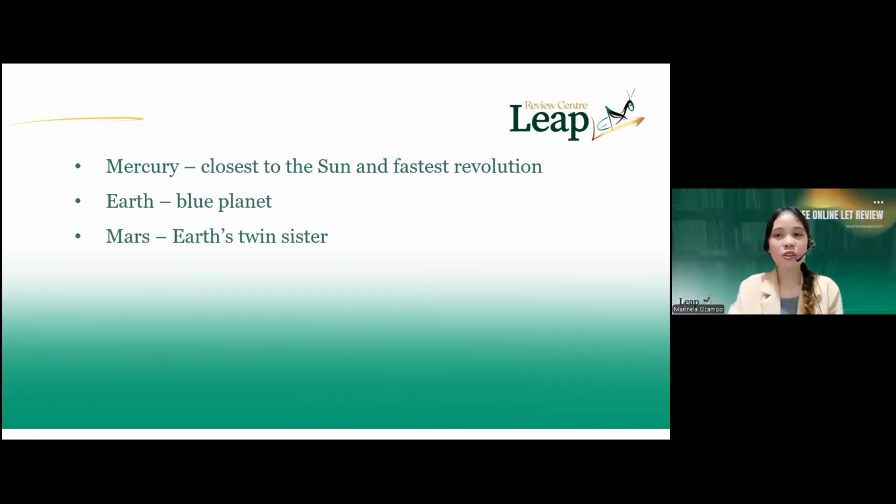Next, we have the planet Mars. It is considered to be the Earth's twin sister. So far, we actually have several expeditions to explore Mars to see if it is viable or can sustain life. Please take note, Mercury, Venus, Earth, and Mars are also collectively called the terrestrial planets.